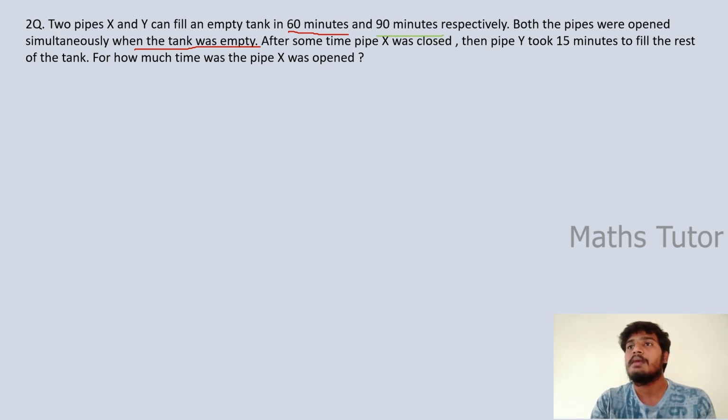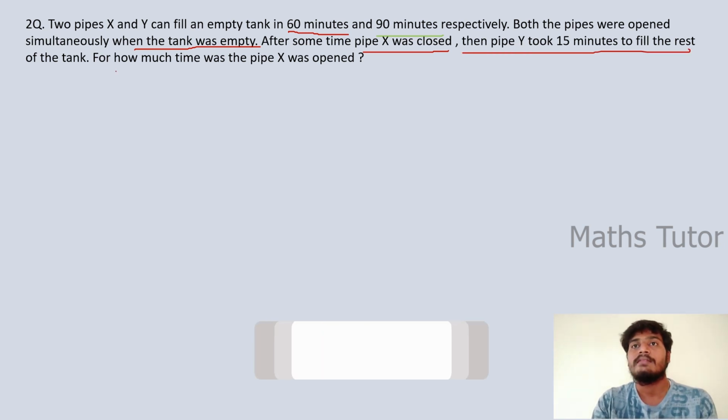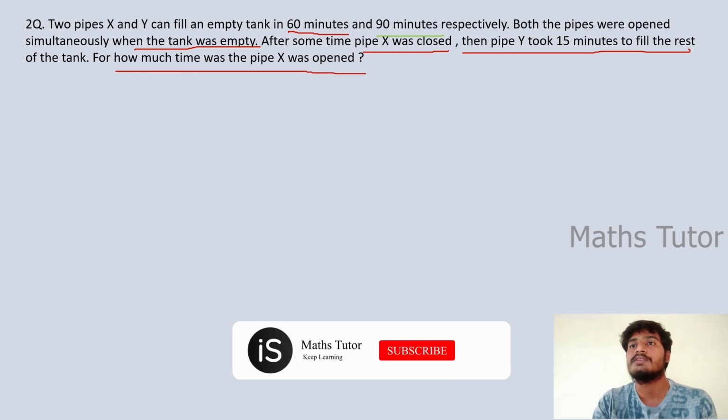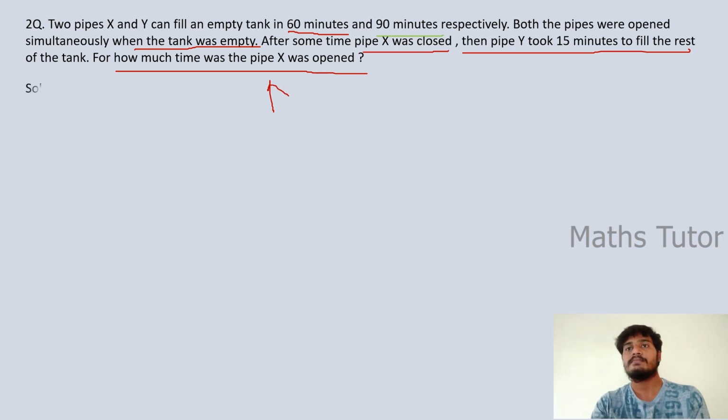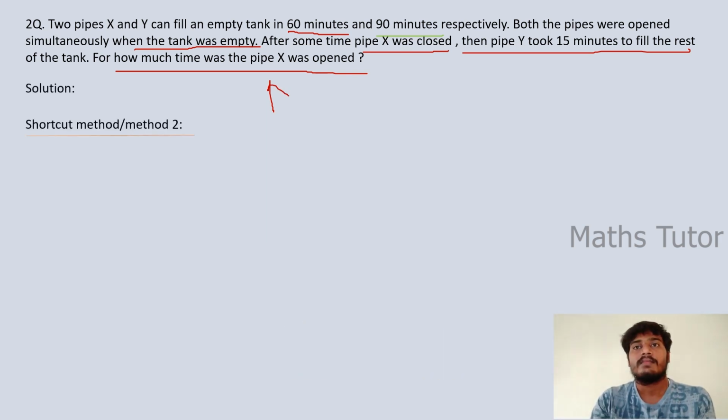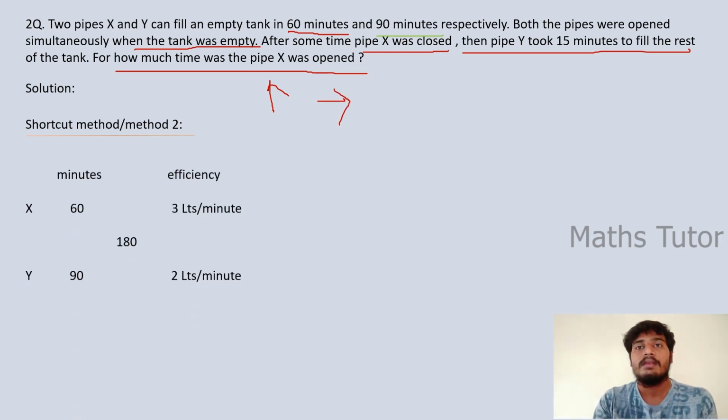After some time, pipe X was closed. Then pipe Y took 15 minutes to fill the rest of the tank. Then how much time was pipe X open? We need to find after how many minutes pipe X was closed. We are going to do this question with a shortcut method so that you can understand easily.